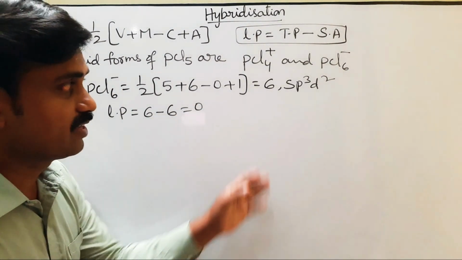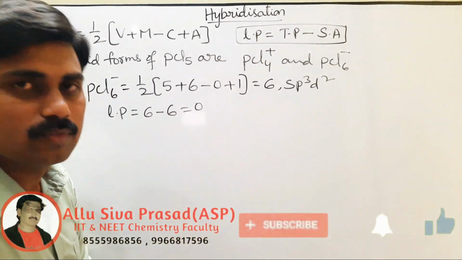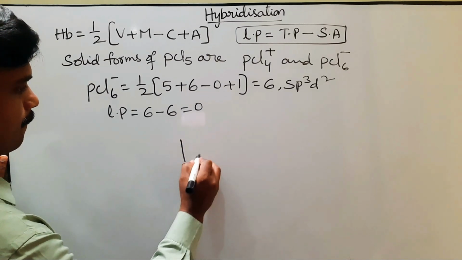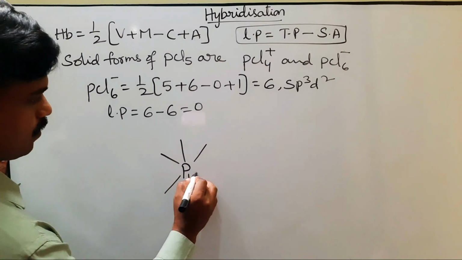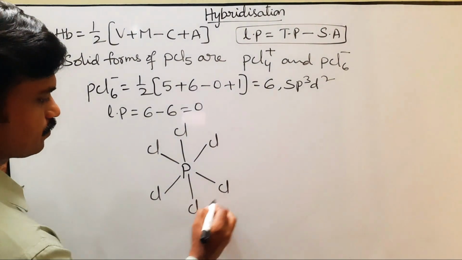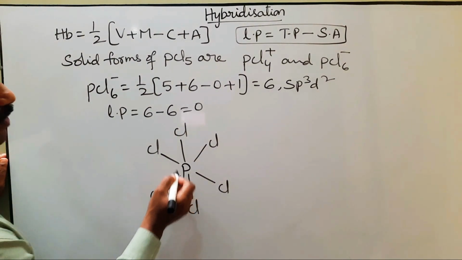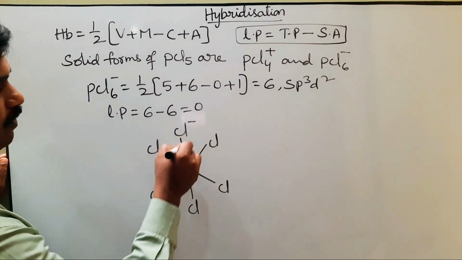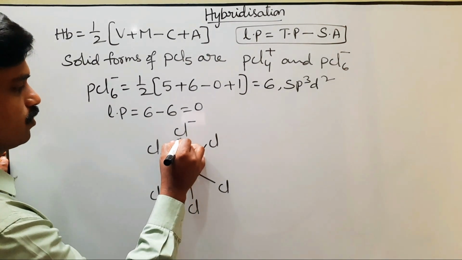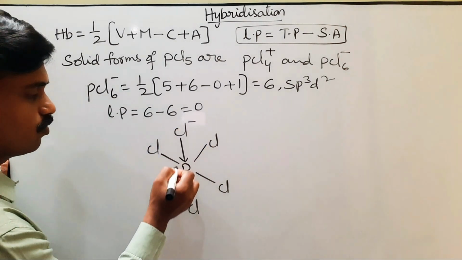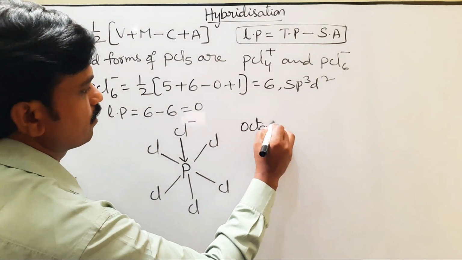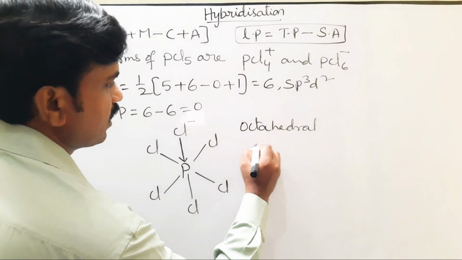So the central atom of the molecule has 6 pairs. All these 6 pairs are bond pairs. The shape of the molecule is octahedral. Look at the structure. It is an octahedral molecule. And here, between phosphorus and one of the chlorines, a Cl minus ion is there. Between the chloride ion and phosphorus there is one coordinate covalent bond, coming from the chloride ion to the central atom phosphorus. Now its structure is octahedral. Its bond angle is 90 degrees.